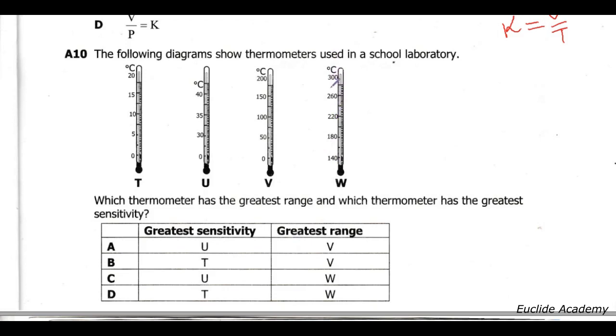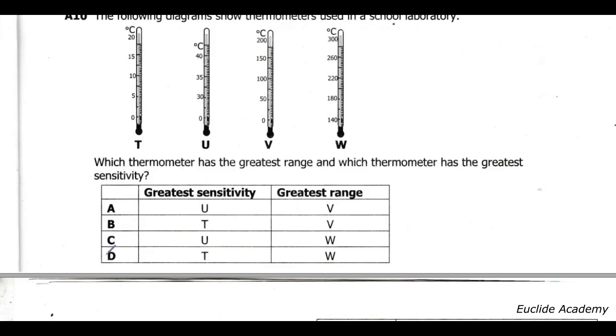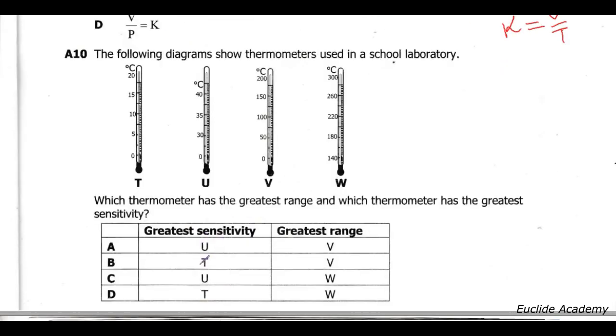So already we cancel C and D, and then which thermometer has the greatest sensitivity? So the battle is between U and T. So T has from 0 to 20 degrees Celsius, and then U is from 0 to 40 degrees Celsius. But we can look at the divisions. From 0, you have 0 up to 30. So which thermometer has the greatest sensitivity?